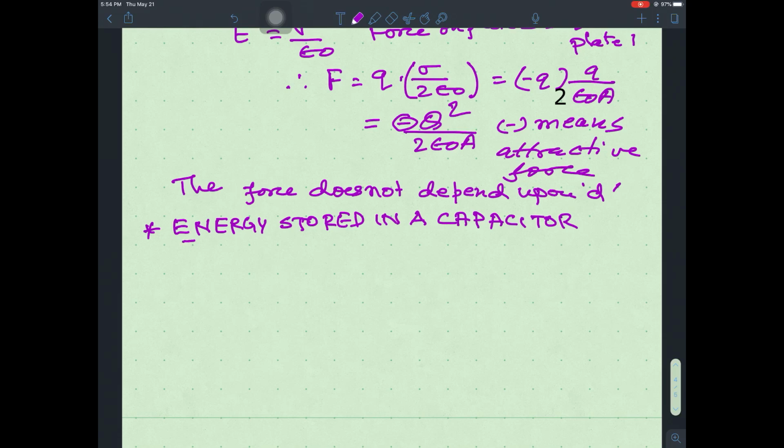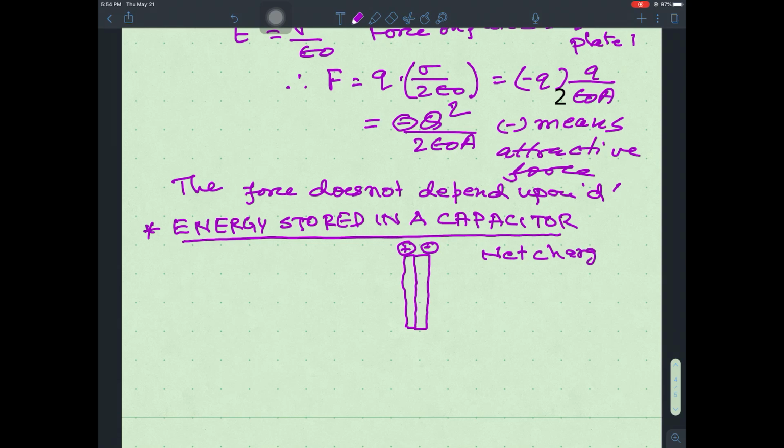Our next topic is energy stored in a capacitor using the same expression. Let us suppose that the two plates of the capacitor are placed very close to each other. In fact, they are in contact with each other. Here is the plus charge, here is the minus charge, and net charge is equal to 0.